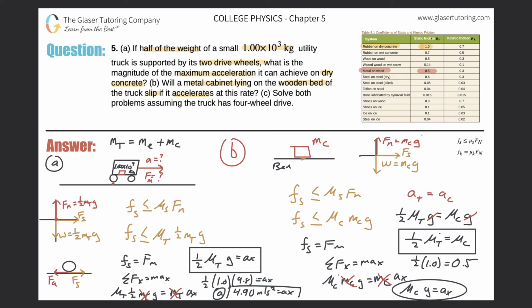Now, is this a true statement? Yes, right? This works out to 1/2, and this is 1/2. So what that means is that they will both experience the same exact accelerations. So, will a metal cabinet lying on the wooden bed of the truck slip if it accelerates at this rate? The answer would be no. It doesn't slip. It grips it just perfectly. So the answer here is no. It won't slip, not at all.